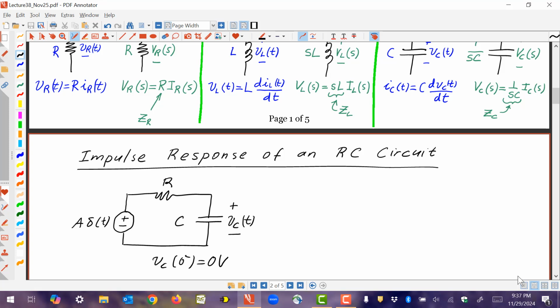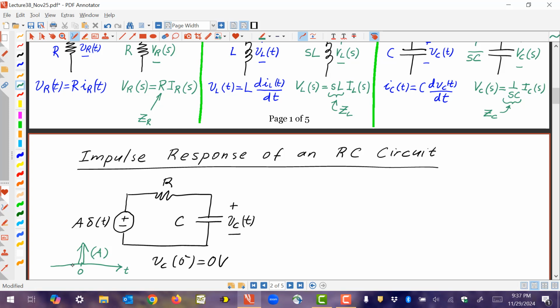So how does A delta t kind of look like? Well, again, it's a function that we denote this way, that occurs at time equals 0. And the A represents the area of this function, and we typically put it in parentheses to note that it's not the amplitude, it's actually the area.